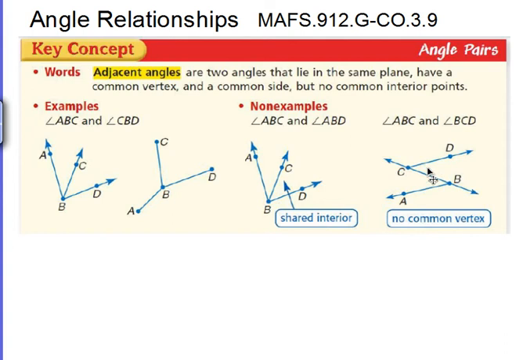Here, the only thing that the angles have in common per the definition is the vertex, but they're missing the same side, so that's why these aren't adjacent. All right, moving along.